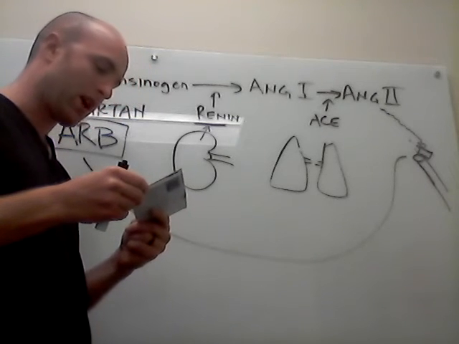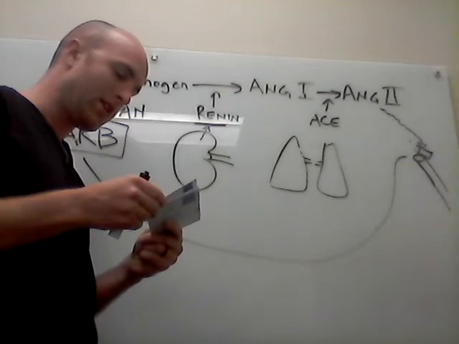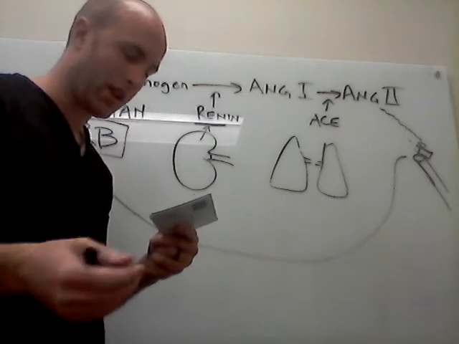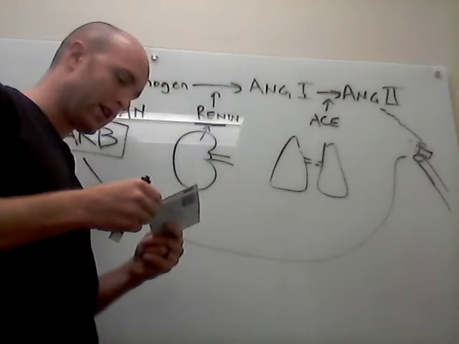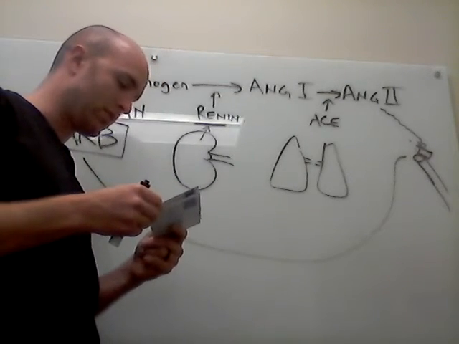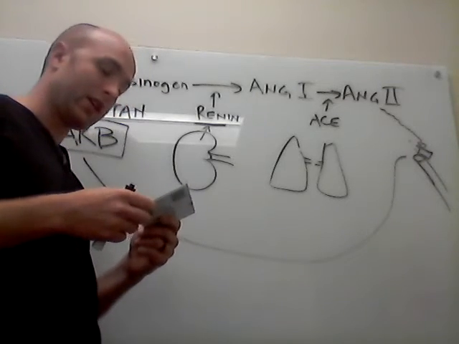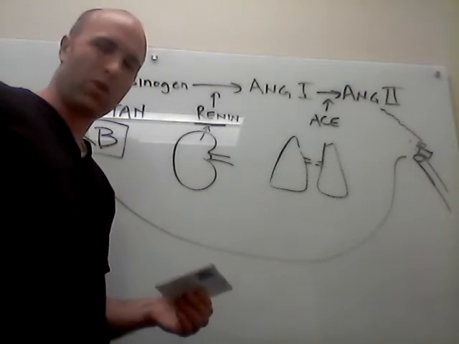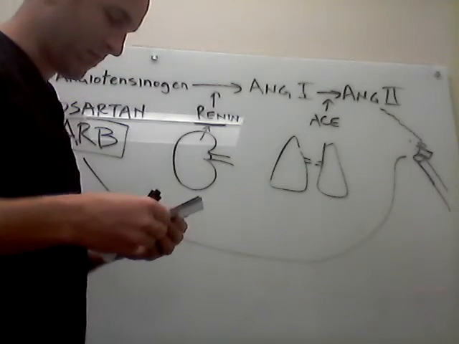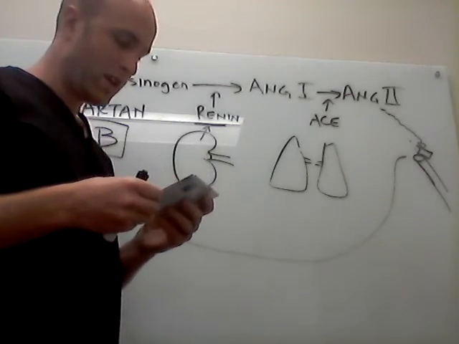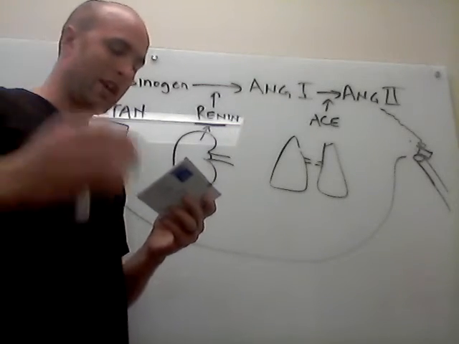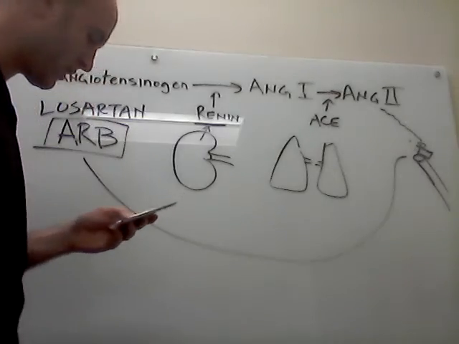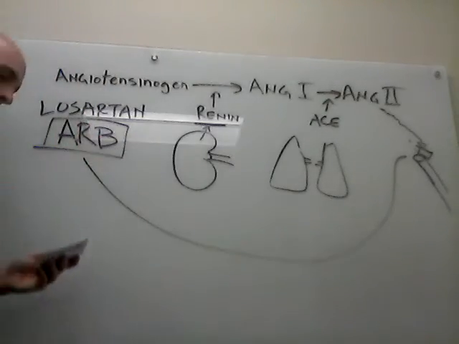It says ARBs can block both ACE and non-ACE, angiotensin converting enzyme, mediated angiotensin 2 synthesis. ARBs do not impair bradykinin clearance. Okay, that's a whole other system. We'll talk about that in a little bit, hopefully later in this. So when do you use this? You use this in the case of hypertension. So if a person has hypertension, you can give them Losartan.